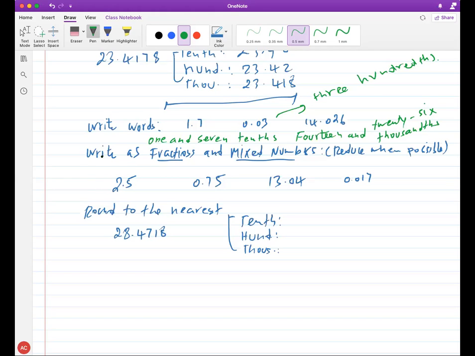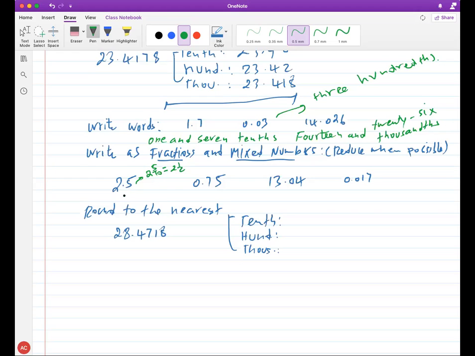All right, second one, write as fractions and mixed numbers. So what is this as a mixed number and as a fraction? Let's start with mixed number first. 2 and 1/2. You can say 2 and 5/10, right? 5/10, which if you reduce it, you get a half. 2 and 1/2, 2.5.